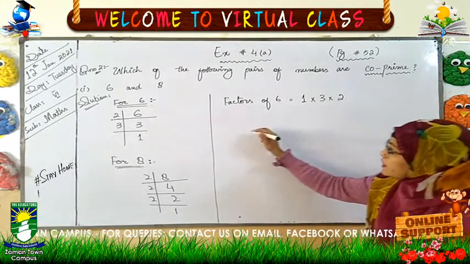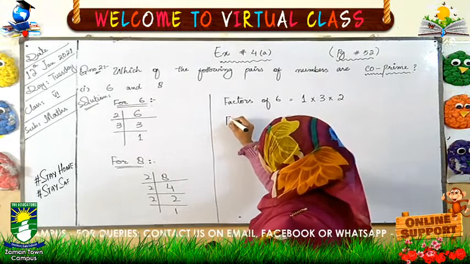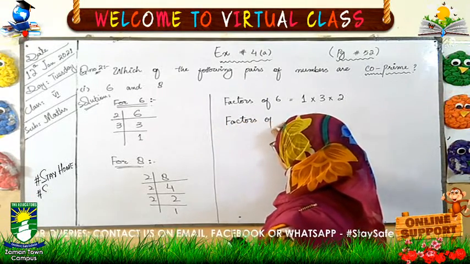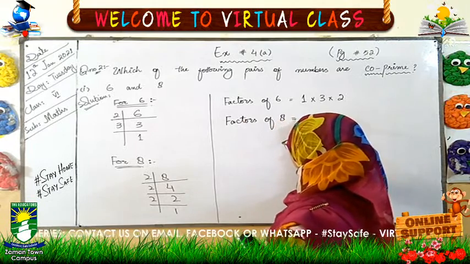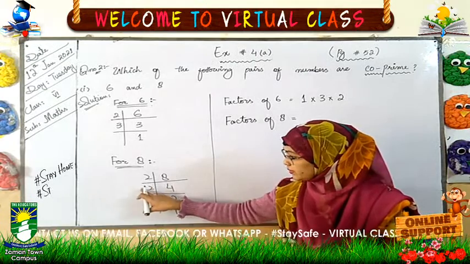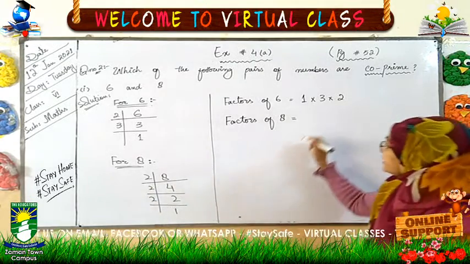Next, we have to write down the factors of 8. These are 2 multiplied by 2 multiplied by 2 multiplied by 1.